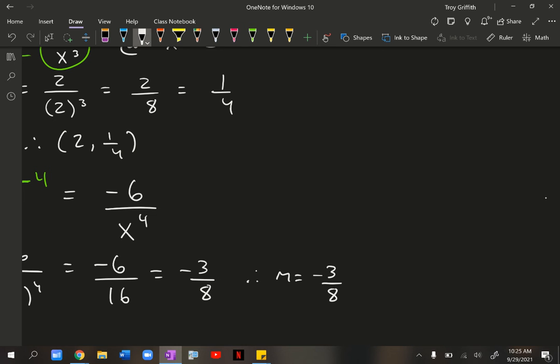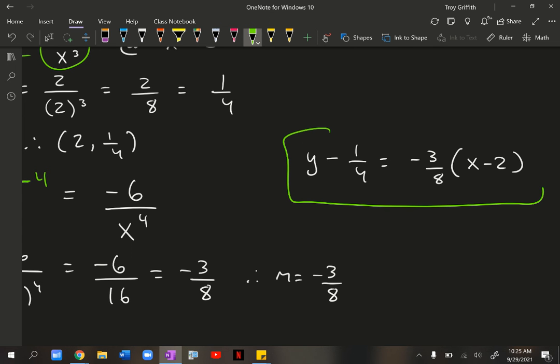All right. Now, plugging into the equation for a tangent line, this is going to be y minus 1/4 equals negative 3/8 times x minus 2. So there's the equation of my tangent line for this function.